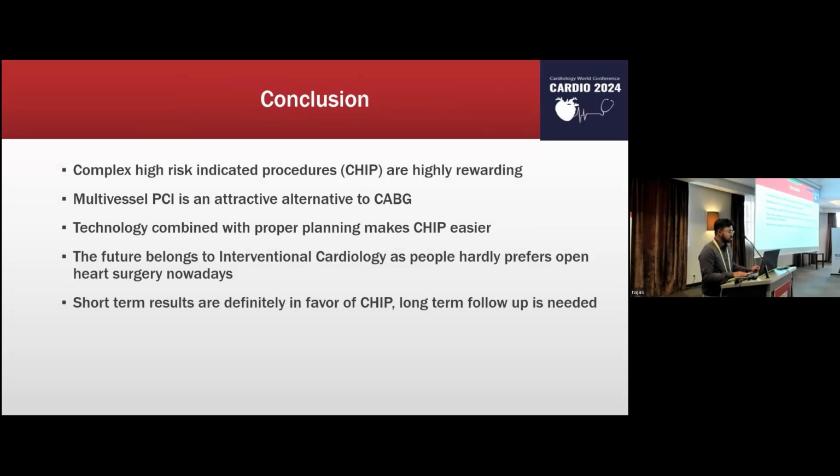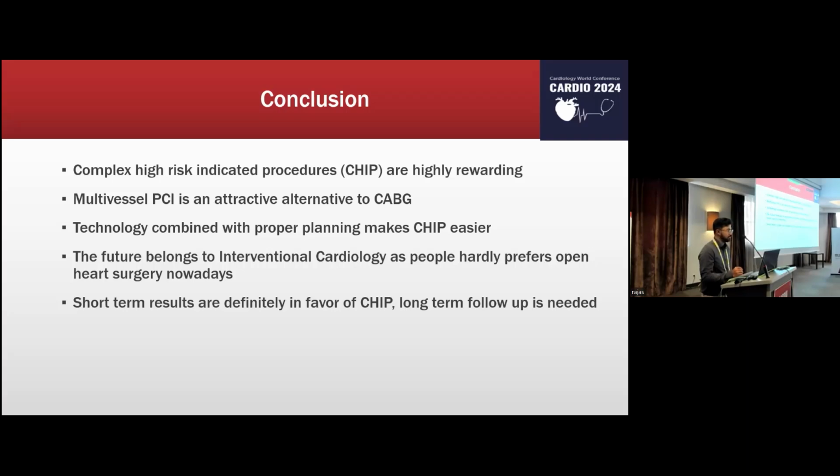So all the technology, when combined with proper planning, makes CHIP easier. The future belongs to interventional cardiology, and people hardly prefer open heart surgery nowadays. And short-term results are definitely in favor of CHIP.